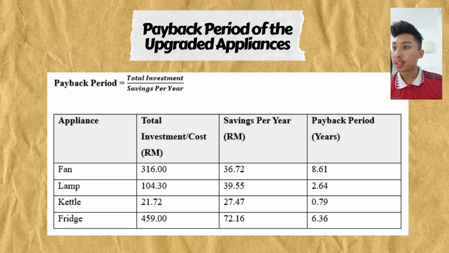There are 4 appliances here for investment. The first investment is the fan upgrade. The total investment or cost to replace all 4 units of fans is 316 ringgit, which is around 80 ringgit per fan. And the savings per year for all these fans are 36 ringgit 72 cents. So by using the payback period formula just now, this equals around 8.61 years, or in other words 8 years and 7 months. This is the longest amount of time out of all the appliances here.